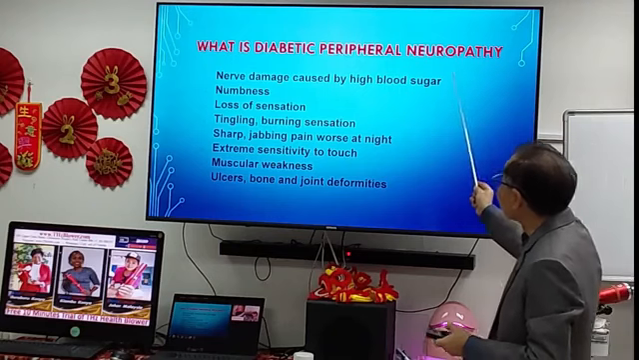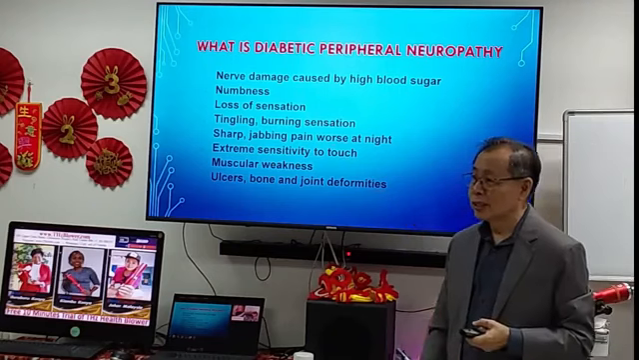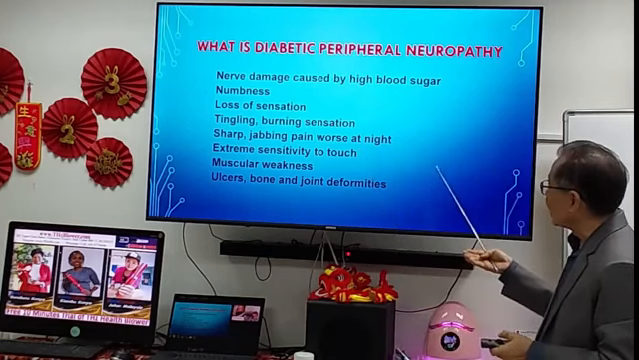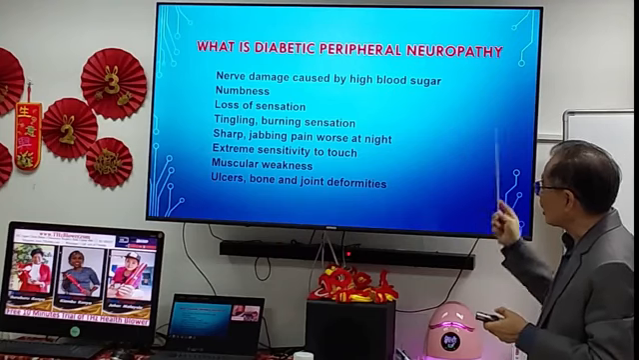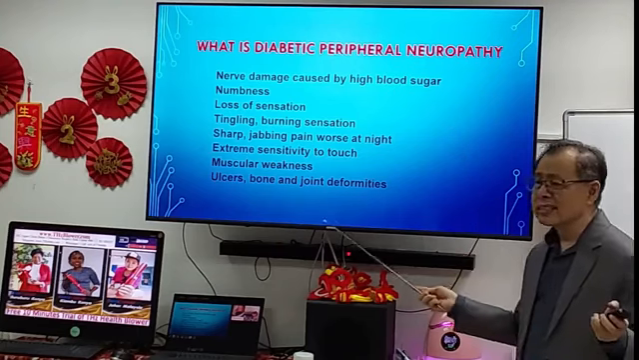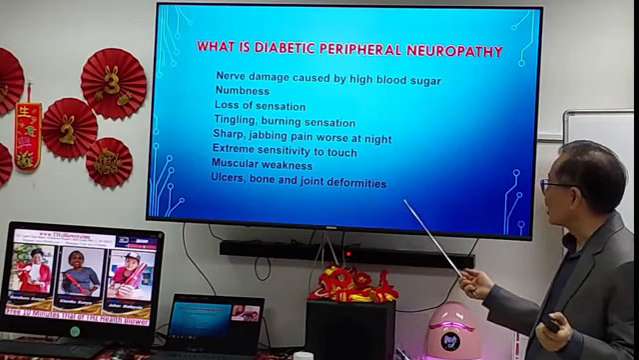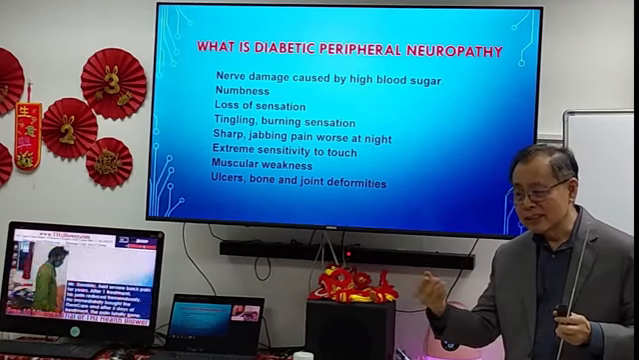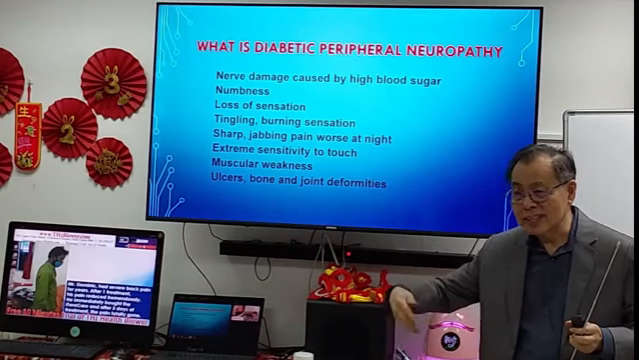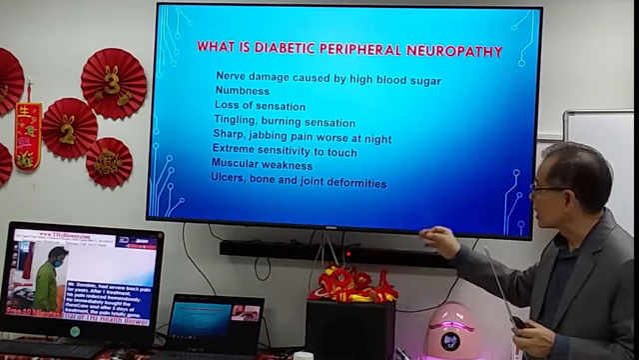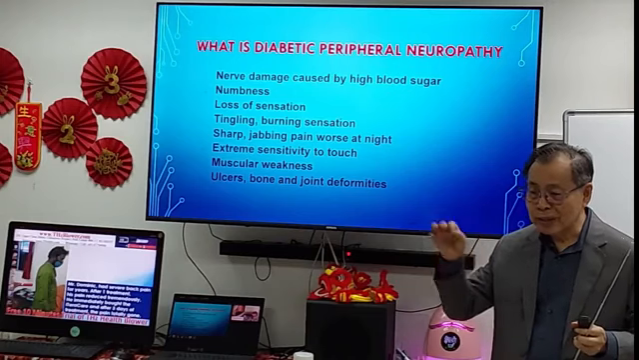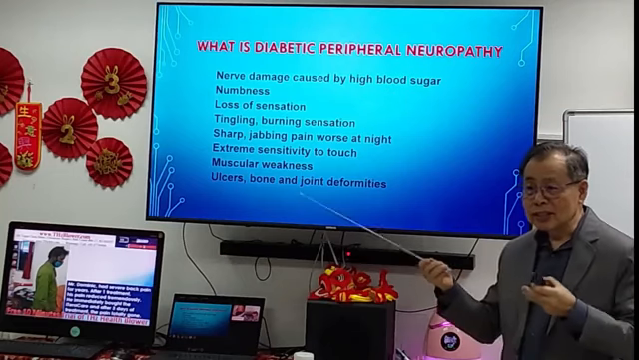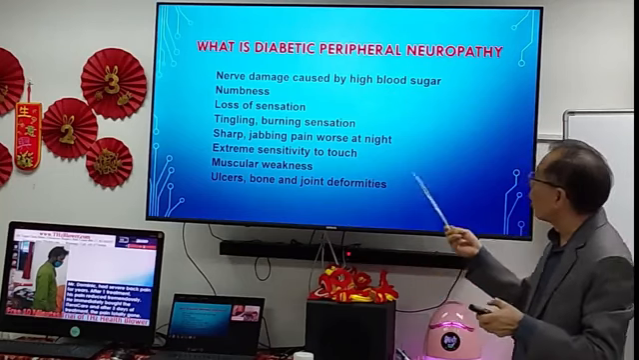So diabetic peripheral neuropathy is nerve damage caused by blood sugar: numbness, loss of sensation, tingling, burning sensation, sharp jabbing pain, insensitivity to touch, muscular weakness, ulcers, all kinds of deformities. That's why when the neurologist examines you, they touch you and test for pain sensations. These are various ways to test whether your nerves are still functioning or not. And when they're not functioning, it means the nerves in your extremities are all affected.